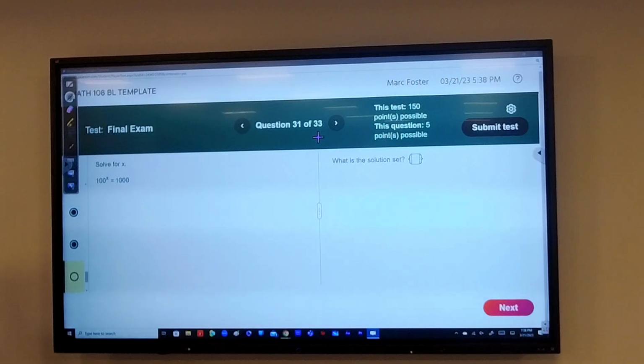Solve for x. How should we do this? Get the same base. Huh? Get the same base on both sides.